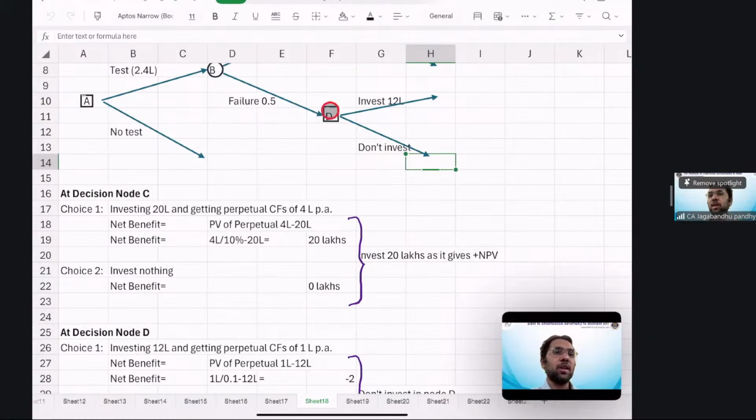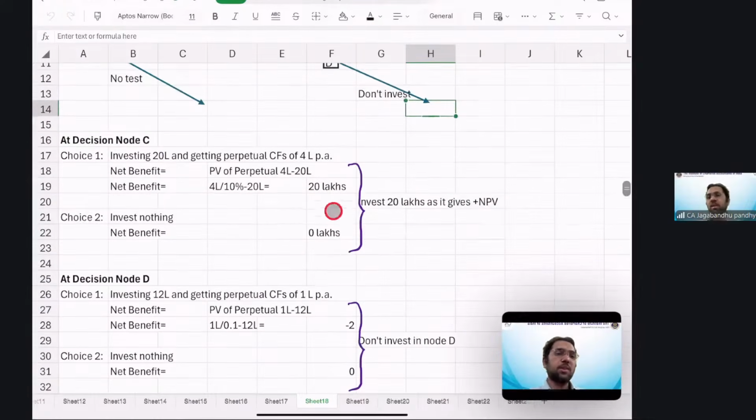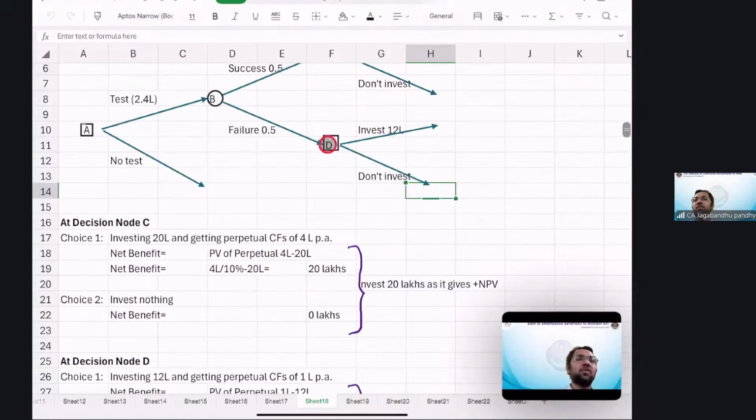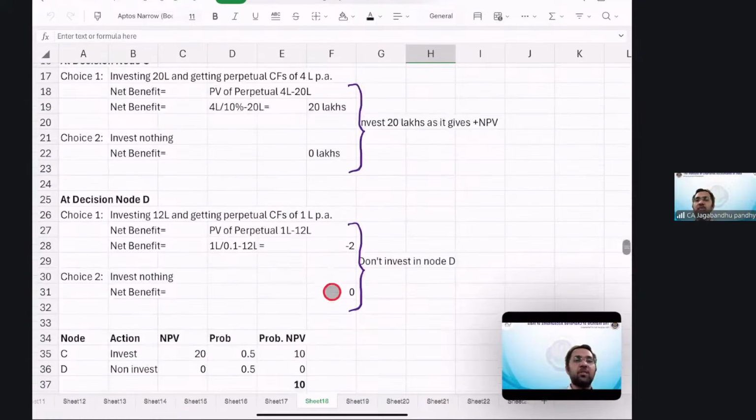Same way, decision node D, whether to invest or not. Let's say investing 12 lakh will give us a perpetual cash flow of 1 lakh. So the net benefit is the present value of the perpetual 1 lakh, which is 1 lakh divided by 0.1, minus 12 lakh, which is minus 2. And if you invest nothing, the net benefit is 0. So don't invest at node D, because it's leading to a negative NPV.